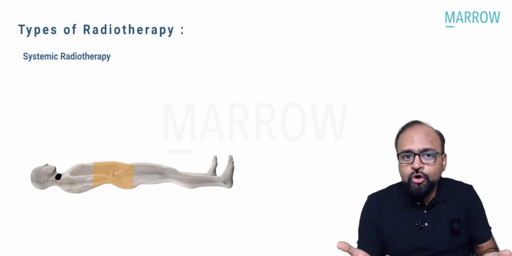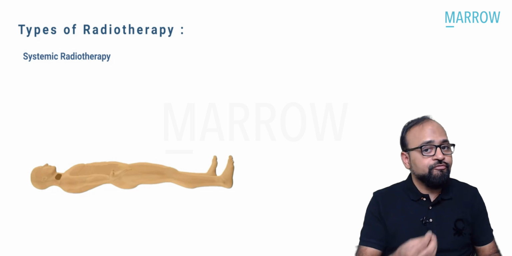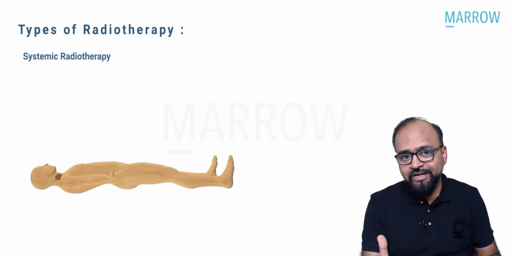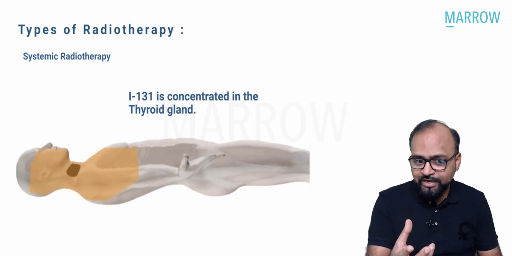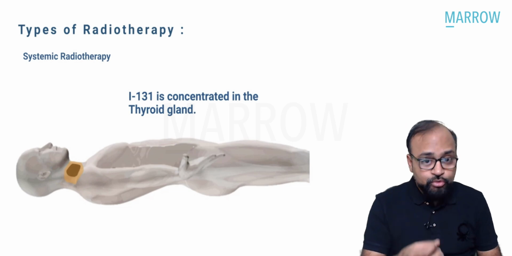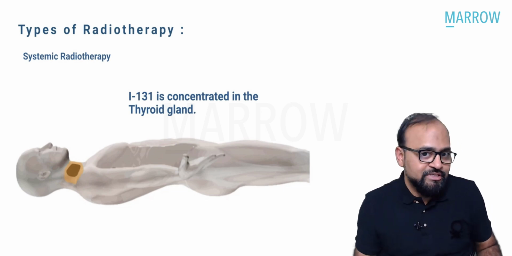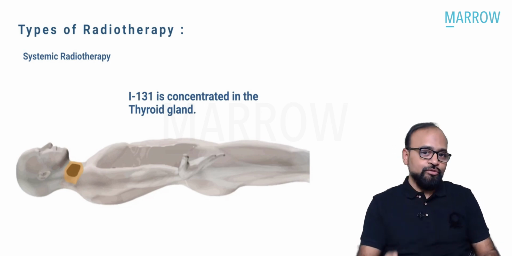But can you tell me in what organ iodine is going to be taken up actively? It is going to be taken up actively within a few minutes, entirely within the thyroid gland, isn't it? So once this iodine 131 is concentrated within the thyroid gland, it is going to emit radiation. The papillary thyroid cancer is going to be irradiated, and that is how the tumor cells are destroyed. So intravenous administration of radionuclide is called systemic radiotherapy.